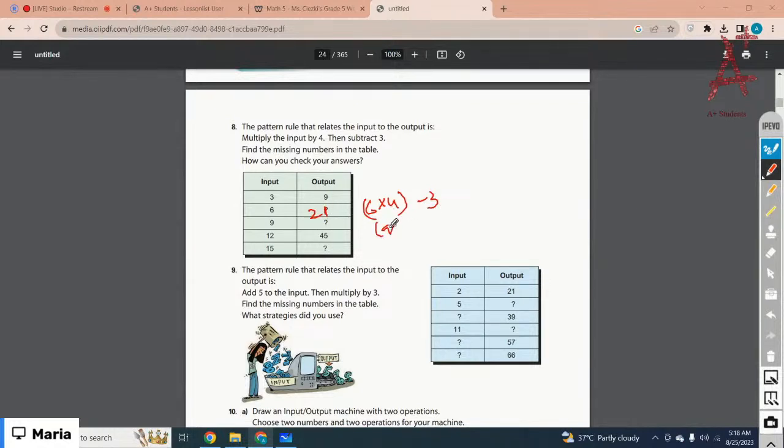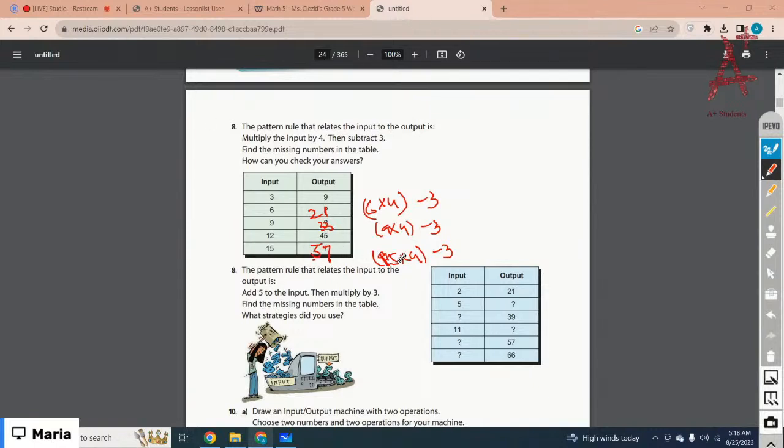Then you have 9 times 4 minus 3. 9 times 4 is 36, and 36 minus 3 is 33, right? Then 15 times 4 is 60, and 60 minus 3 is 57. So the missing numbers are 21, 33, and 57, right?